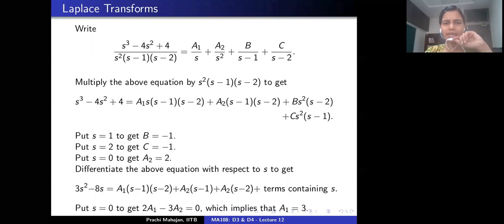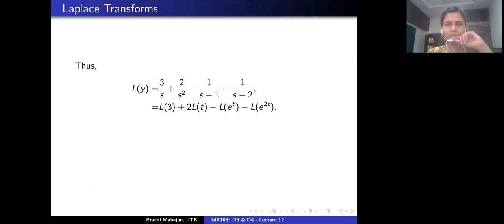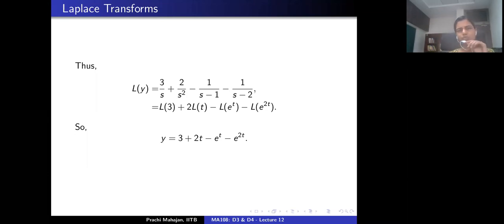All right. If this is okay, then one can identify a1, a2, b, and c. And having done that, one can easily write down that 1 by s is the Laplace transform of the constant function 1, 1 upon s square is the Laplace transform of the function t, 1 upon s minus 1 is the Laplace transform of the function exponential t, and 1 upon s minus 2 is the Laplace transform of the function exponential 2t. Use the linearity here. So we get the solution as 3 plus 2t minus exponential t minus exponential 2t.